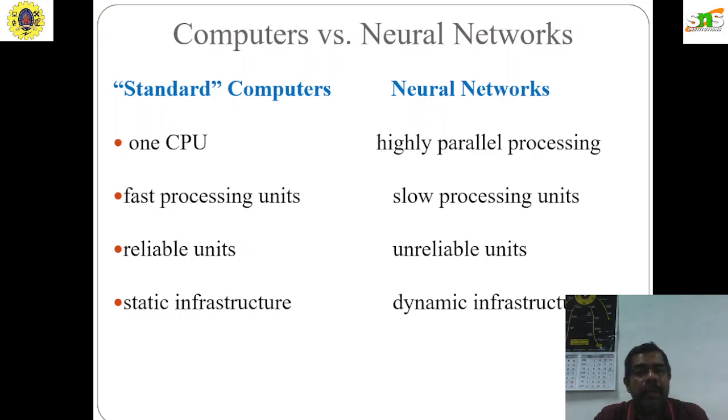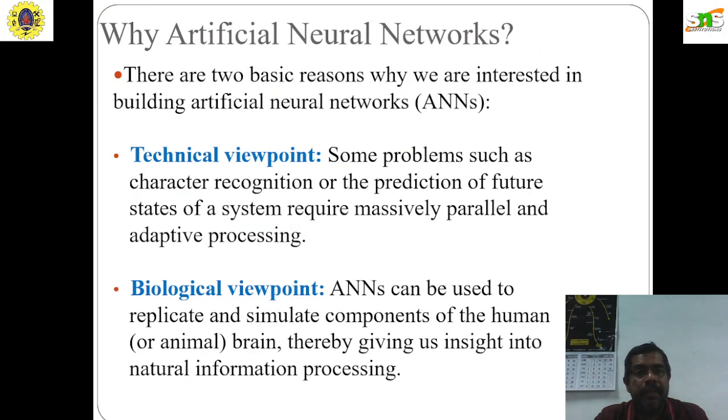Now, there is a major difference between ordinary computers and neural processing networks. Standard computers run on one CPU, but neural networks need highly parallel processing. Standard computers have fast processing units, but in neural networks the processing units are slow, because they rely on high parallel processing. Standard computers have reliable units, but neural networks do not; their units are unreliable. Standard computers have a static infrastructure, but neural networks have a dynamic infrastructure.